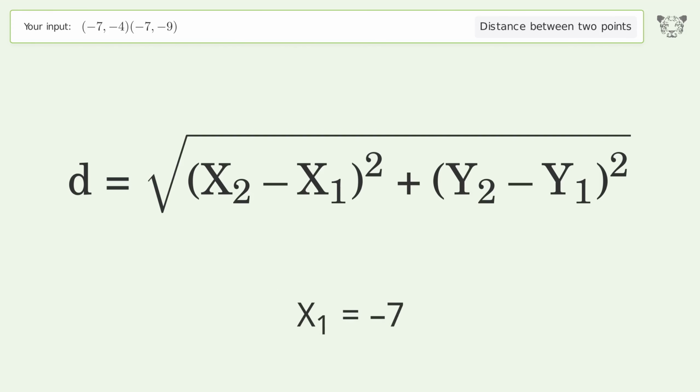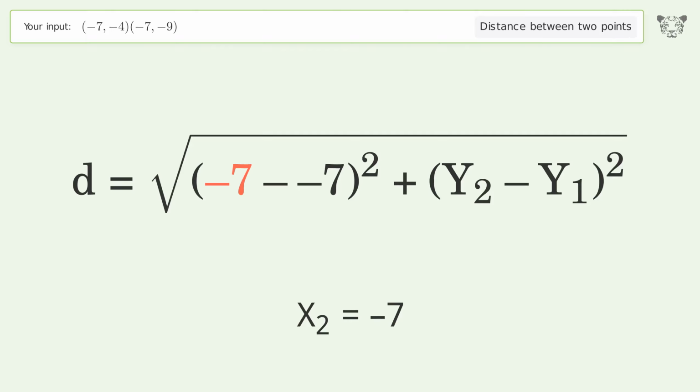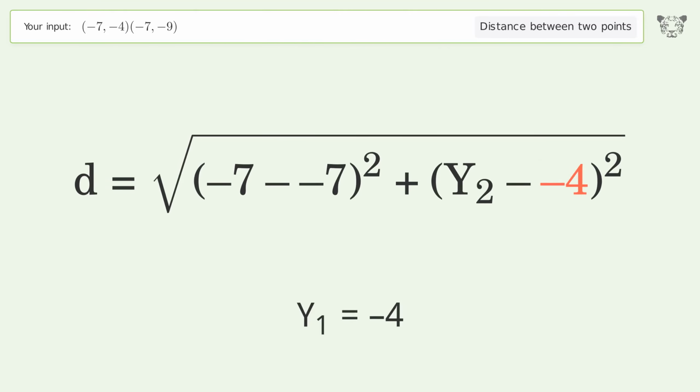x1 equals -7. x2 equals -7. y1 equals -4. y2 equals -9.